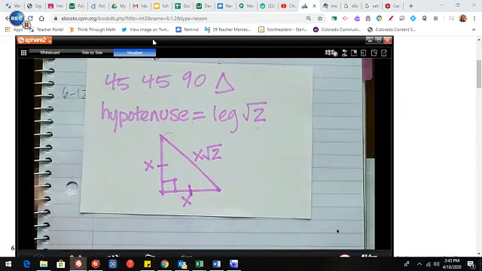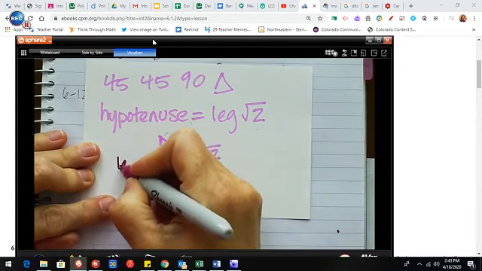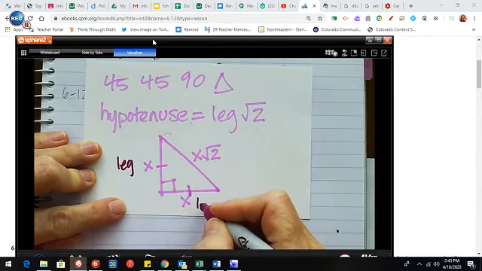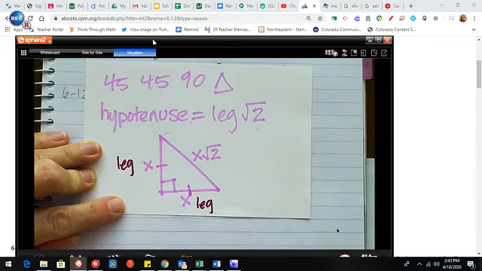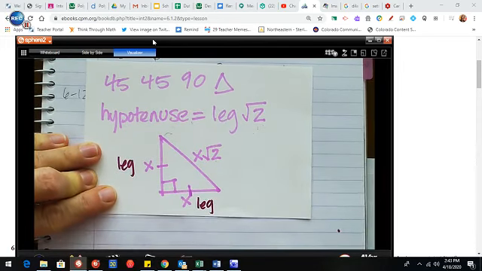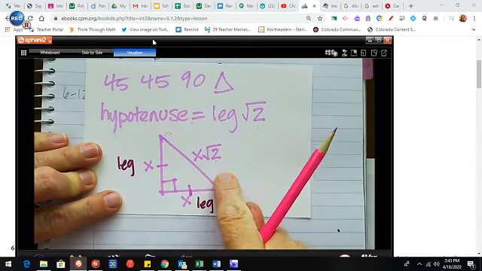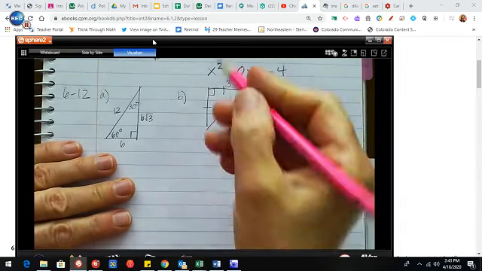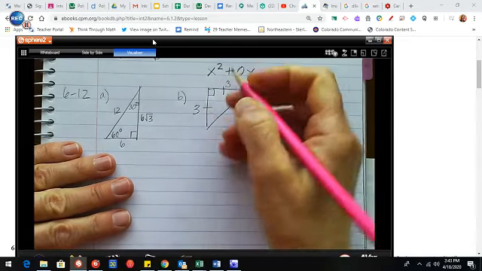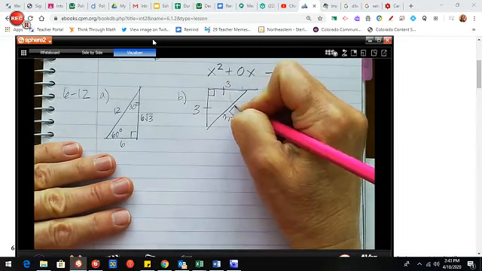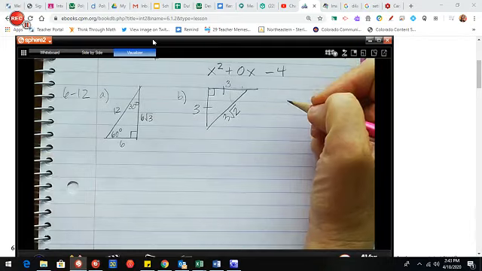And then the hypotenuse is the leg times the square root of 2. We call the two sides that include the right angle legs, and here you don't have a short leg and a long leg. You just have two legs that are the same, and the hypotenuse is whatever that leg is times square root of 2. So this would be 3, and this would be 3 square root of 2.